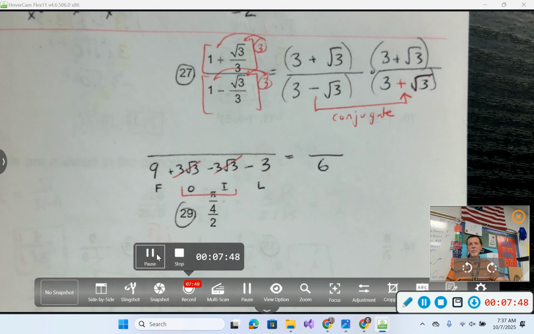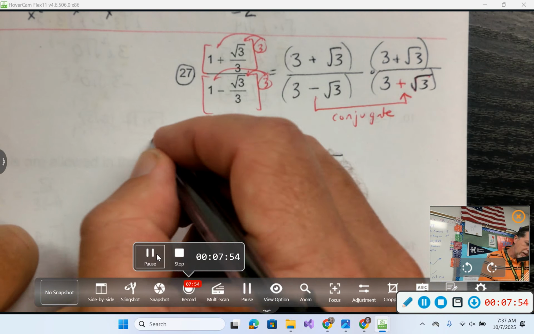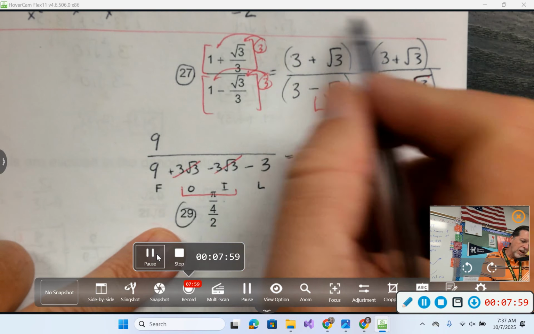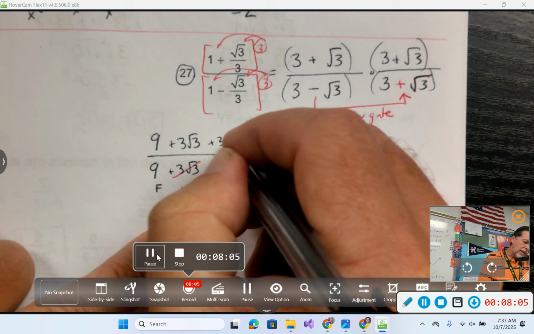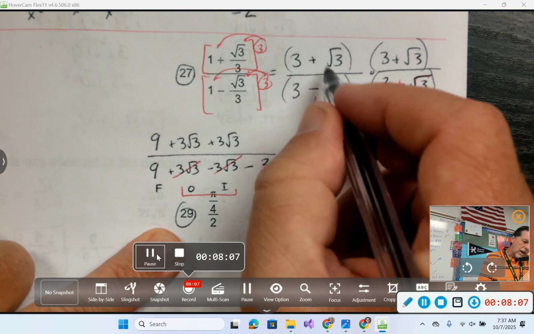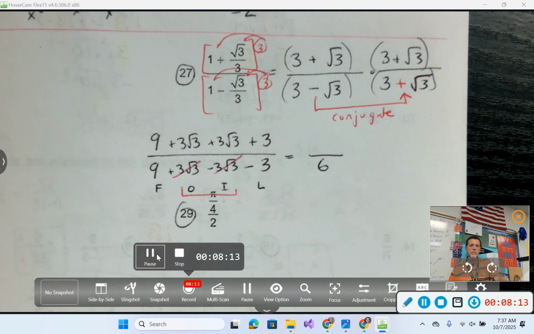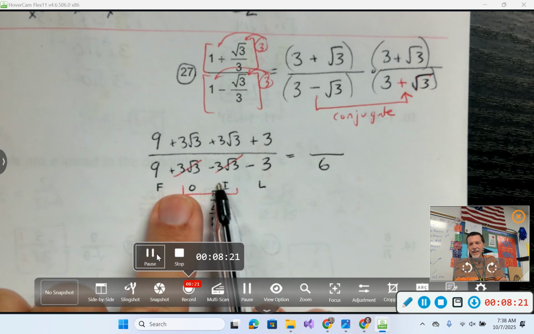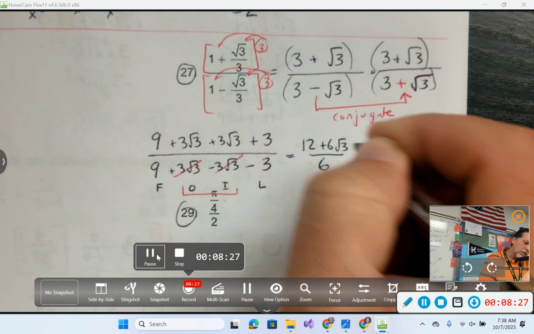It's probably not going to clean up as nice because they're not conjugates, but it's still FOIL, so let's see what we get. I'm going to keep things nice and lined up here. So first, 3 times 3. Outside is 3 root 3. Inside is 3 root 3. And then last is plus 3. Okay, yeah, those are not canceling, but that's okay. We only expect conjugate pairs to cancel, so that did not cancel. Cancel in the bottom, not in the top. So 12 plus 6 root 3.